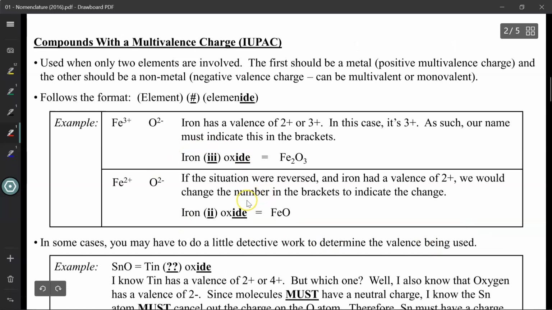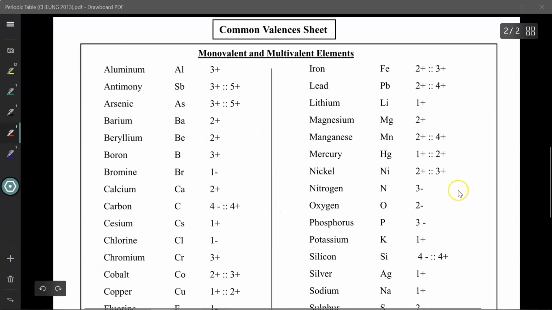So the final naming system we'll be looking at is the one that involves multivalence charges. As I mentioned earlier, these valence charges tell us how many electrons must be lost or gained for that atom to achieve stability, to achieve that full octet structure. While many elements only have one way to achieve stability, some have multiple ways to achieve stability. So antimony, for instance, and arsenic can either lose 3 electrons or lose 5 electrons to achieve stability. We say that these elements that can do that are multivalent. They have multiple valencies. Whereas boron and bromine typically can only lose 3 or gain 1 because they only have 1 option. We say they're monovalent. They only have 1 valence charge.